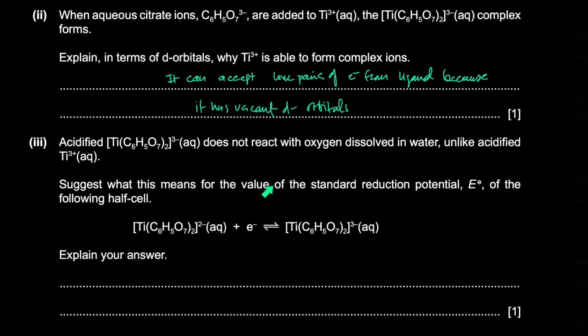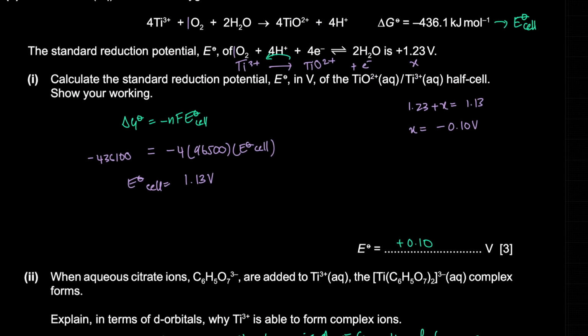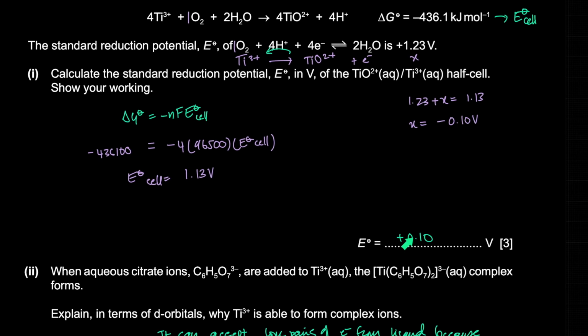Suggest what this means for the value of the standard reduction potential of the following half cell. So in the previous case, the half cell was just 0.10. What that meant was that the standard reduction potential was 0.10, so Ti3+ could easily lose electrons, and that would still have an electrode potential of minus 0.1. So 1.23 minus 0.1 would give you a positive value.